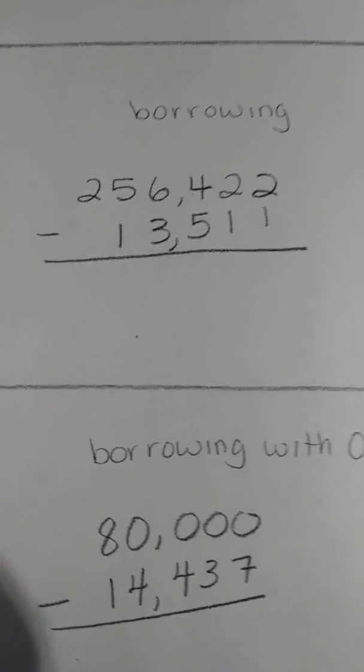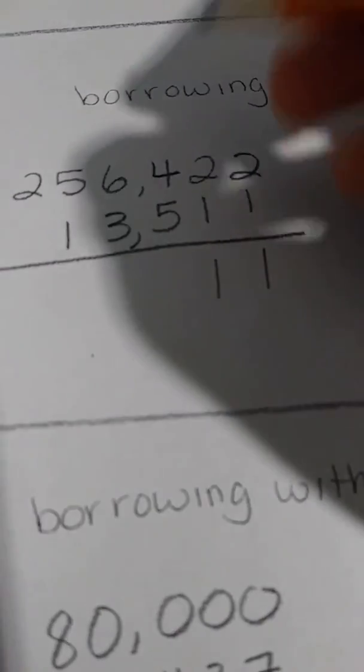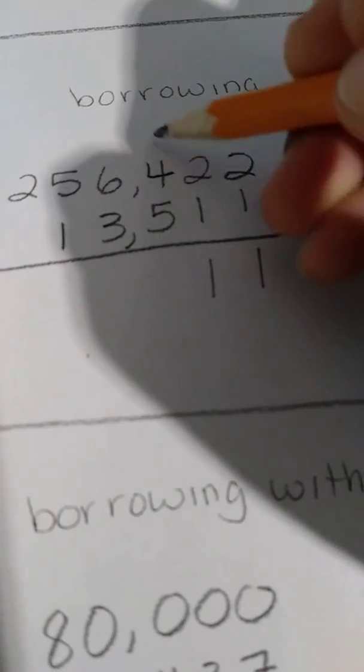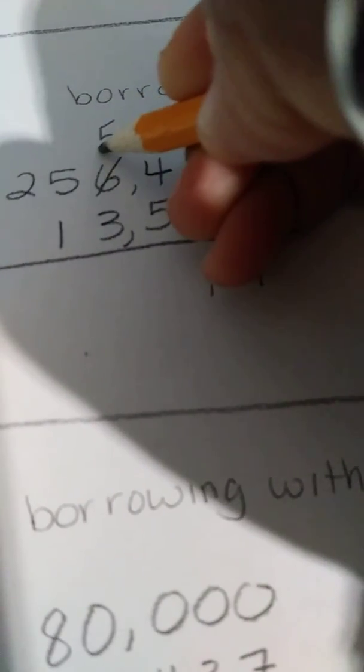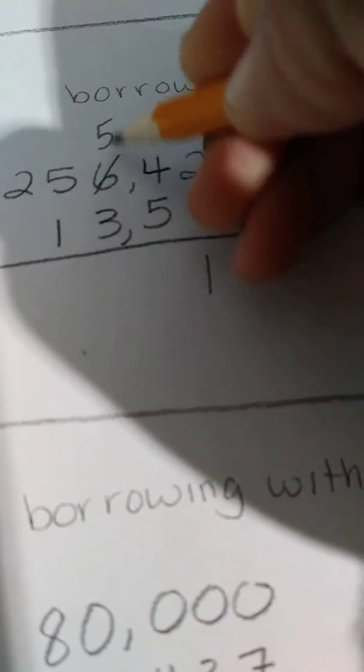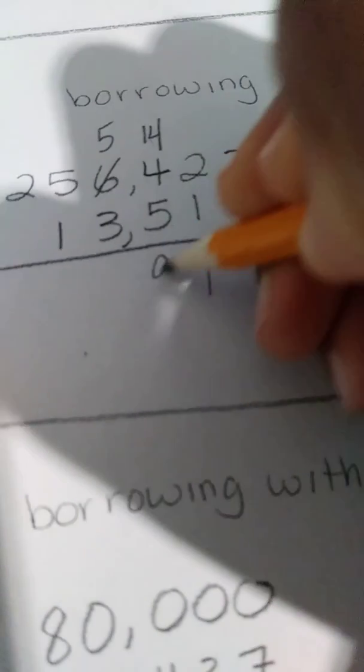Look at this. Borrowing. So is 2 higher than 1? Yes. So then you just write your 1. Is 2 higher than 1? Yes. Is 4 higher than 5? No, we have a problem here. So you're going to borrow from the 6, make it a 5. That borrows 10, groups of 10. So then you do 10 plus the 4 you already have. That's 14. 14 minus 5 is 9.